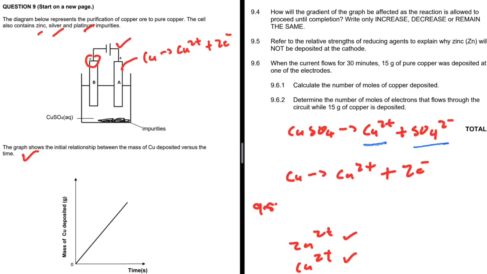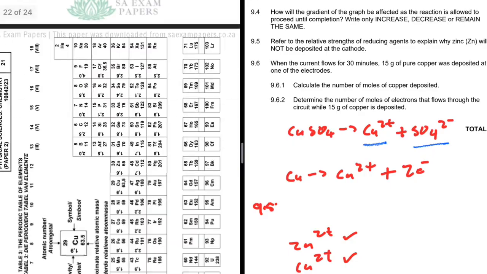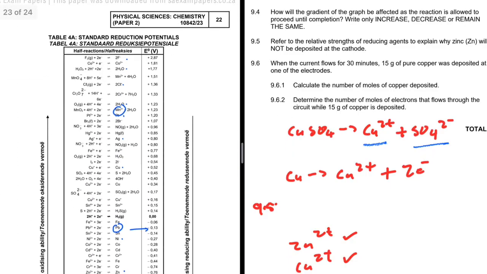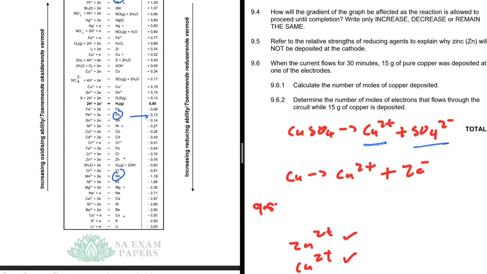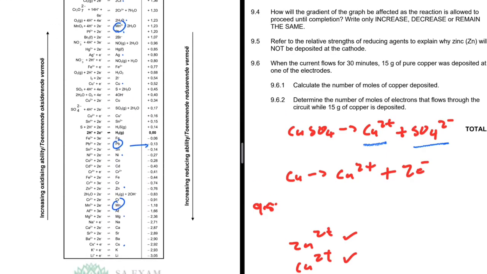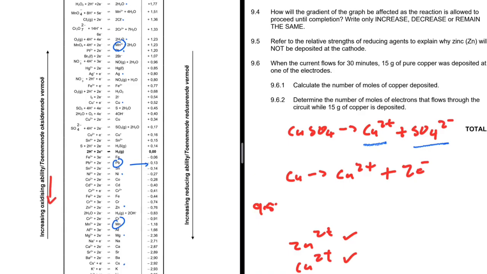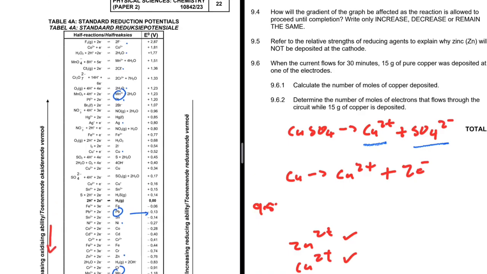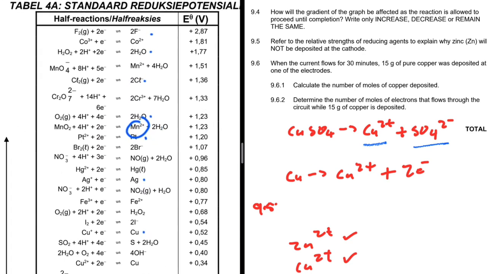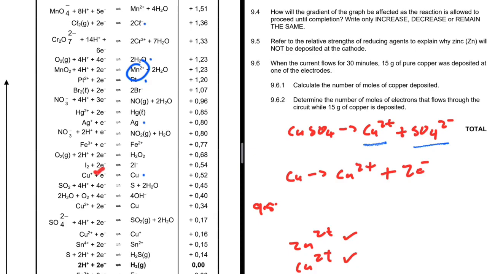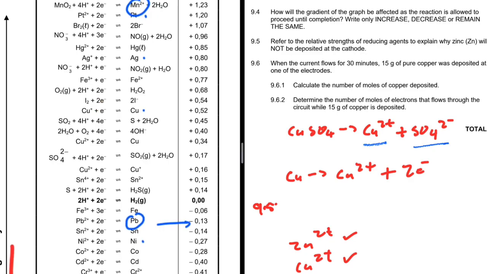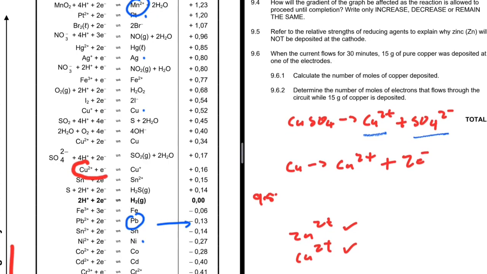Let's go to our table so that it can be easy to see. Right, so our table, standard reduction potential. Let's use 4A. It doesn't really matter which table we use, by the way. So take a look: increasing oxidizing ability as we go down. Let's look for zinc and copper 2 plus. Where is zinc? Where is copper 2 plus? This is copper plus. We're not looking for that. We're looking for copper 2 plus. We have copper 2 plus right here.